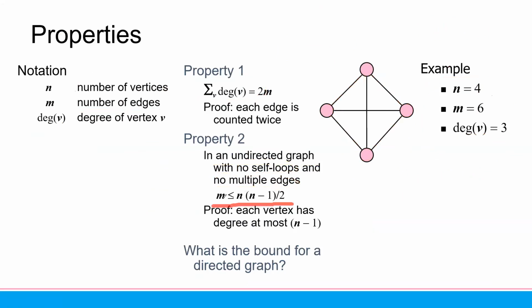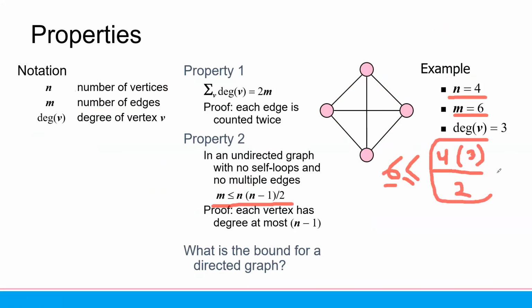So if you calculate this one, M is 6. It is less than or equal to N, which is 4, multiplied by 4 minus 1, which is 3. Then it is 12 divided by 2. So the number of edges will be the same with this formula. This is a proof that each vertex has degree at most n minus 1.